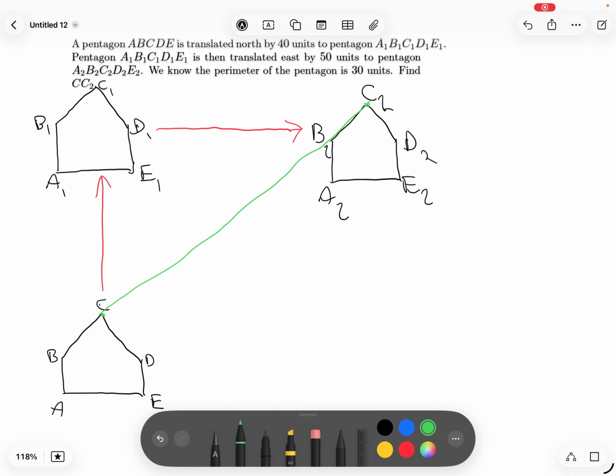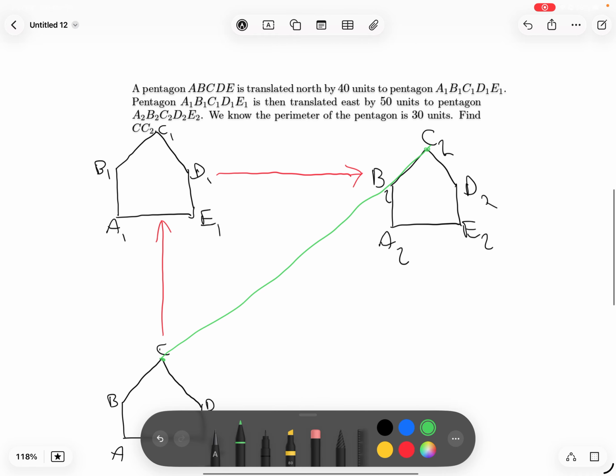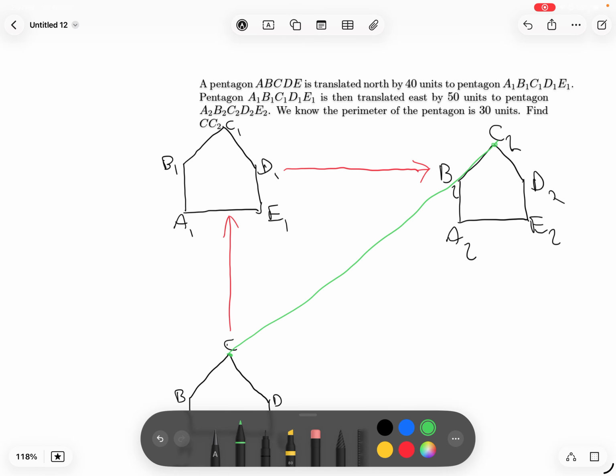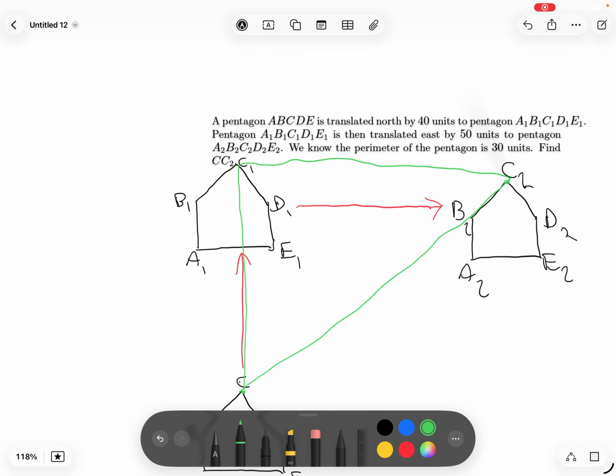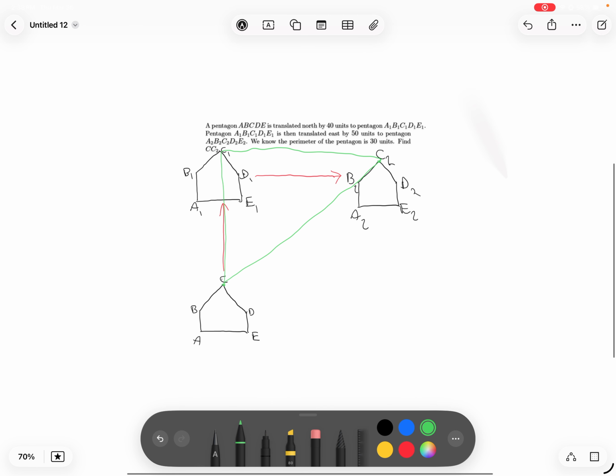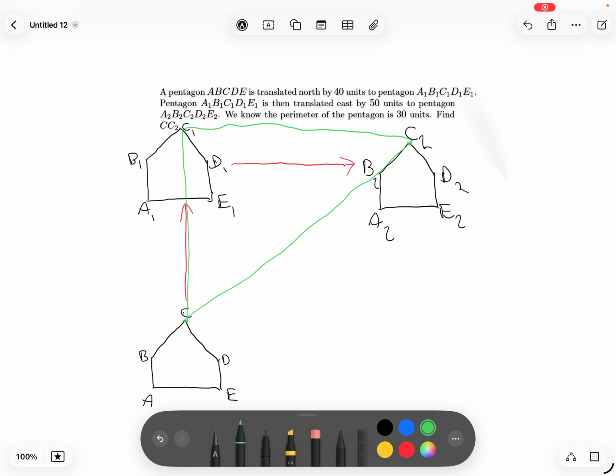We don't care what the perimeter of the pentagon is, because, as you can see, what if we draw a line segment connecting the other points? We already have CC2. What if we connect C and C1, and then C1 and C2? So we get a triangular figure here, a triangle with 3 points, C, C1, and C2. Now we can use the Pythagorean theorem to solve for the length CC2 right over here, because we know the other 2 lengths.